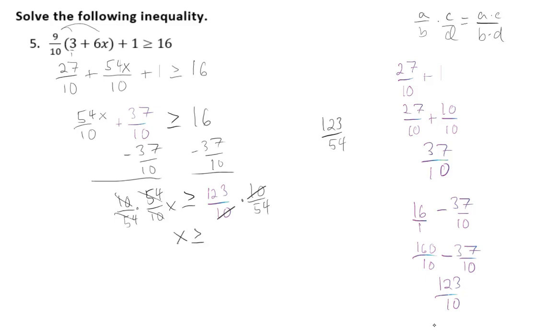123 can be written as 41 times 3. So this is 41 times 3. And 54 happens to be 27 times 3. So we need to reduce this because it's 123 over 54.